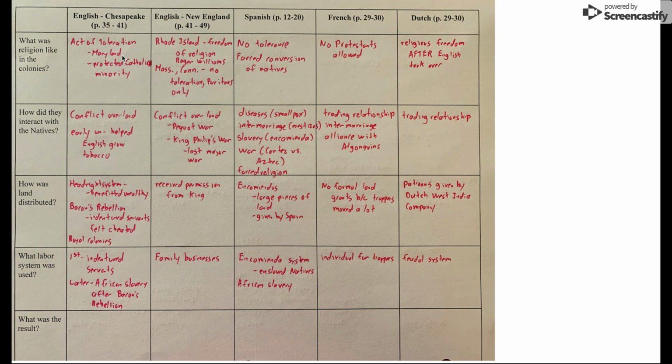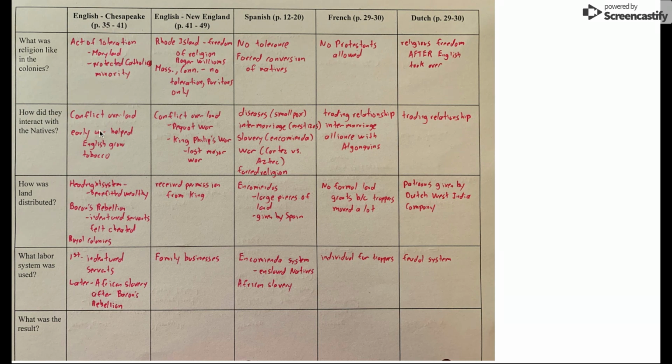I mentioned that specifically in Maryland, it protected the Catholic minority. It allowed freedom of religion as long as you were Christian. If you were Jewish or anything else, that was not okay. But as long as you were Christian of some kind, you were free to practice your religion how you wished. And this was to protect the Catholic minority in Maryland.